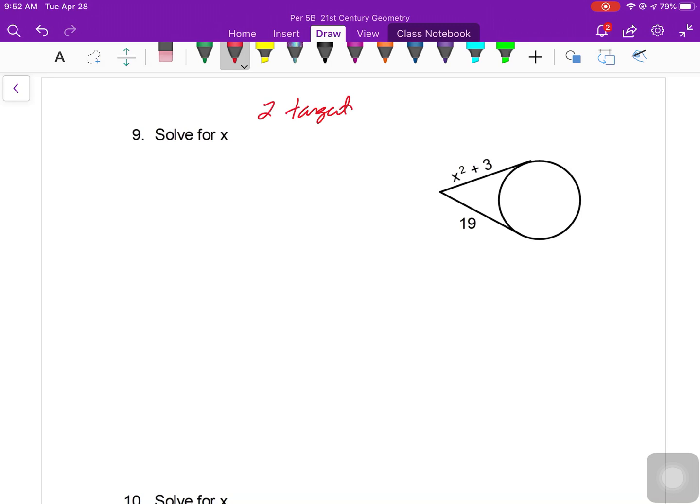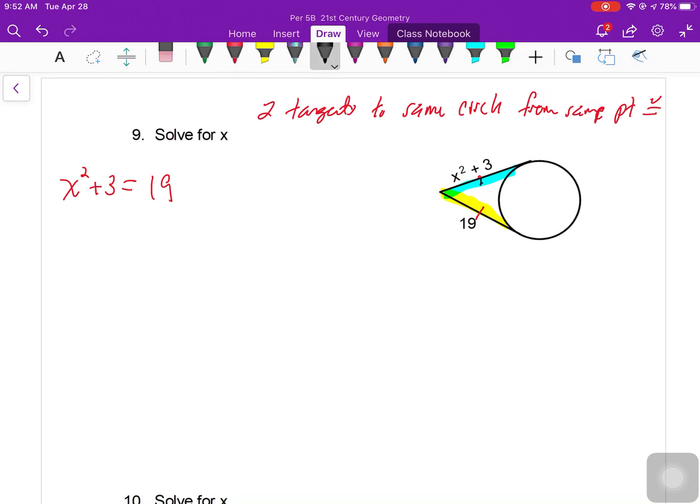Here we have another of that same thing. Two tangents to the same circle from the same point will be congruent. So these two are congruent. That means the blue one right here, x squared plus 3, will equal the yellow one, 19. Now this one's a quadratic, so we're going to solve it using square roots.